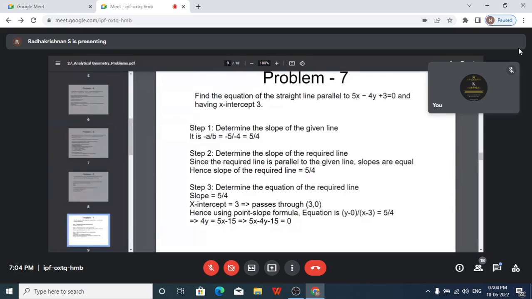So, Nityashri, did you get the same answer? Yes, sir. 5x minus 4y minus 15 equal to 0. Yes, sir. Very good, ma. Very good. Very good.